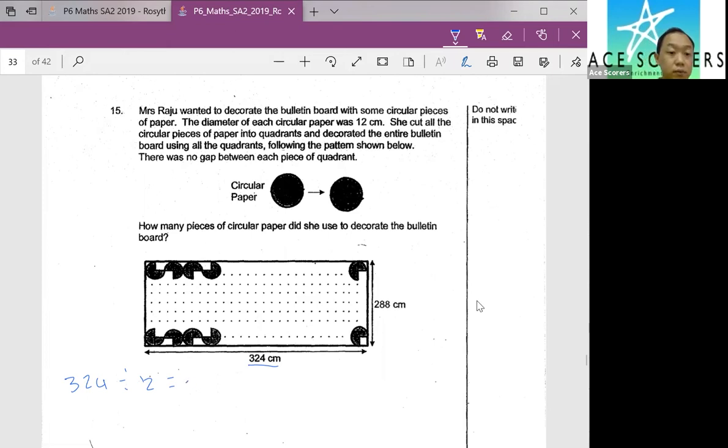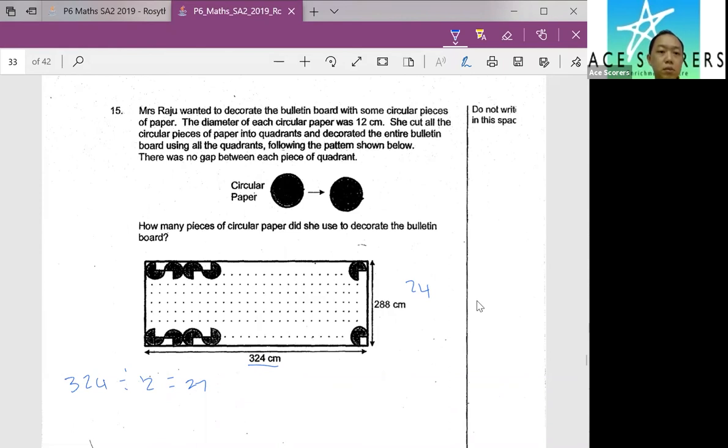27. Yep, so horizontally 27 circles. Vertically 288 divided by 12 is 24. So here you need 24. So 27 versus 24.